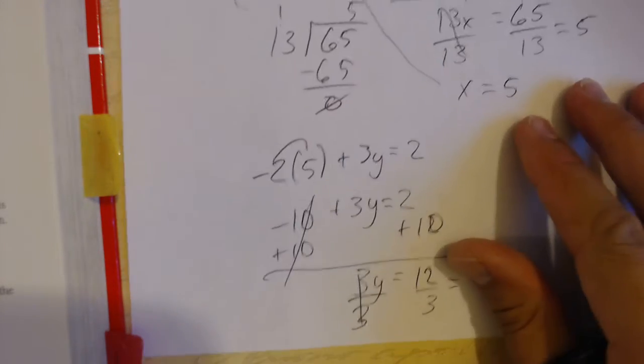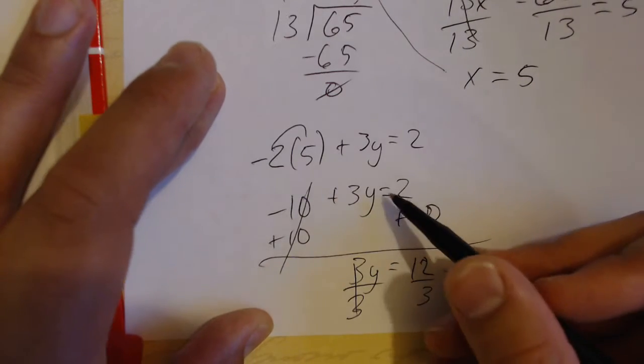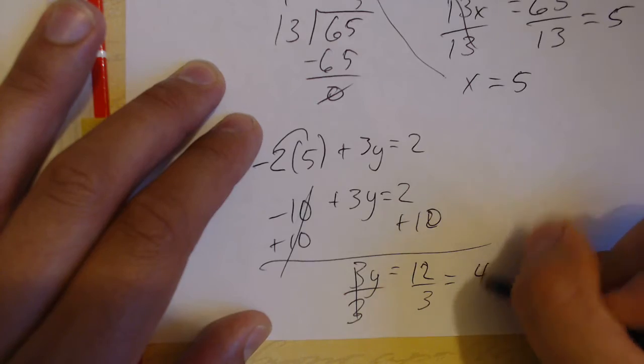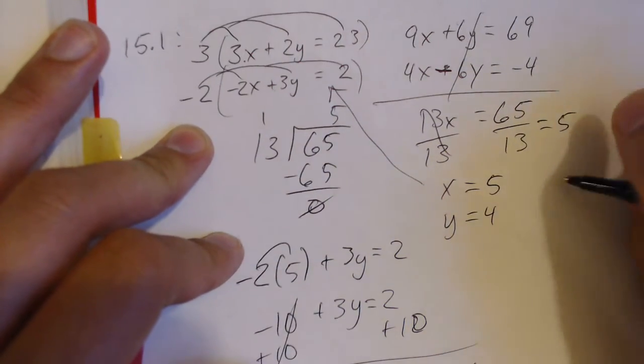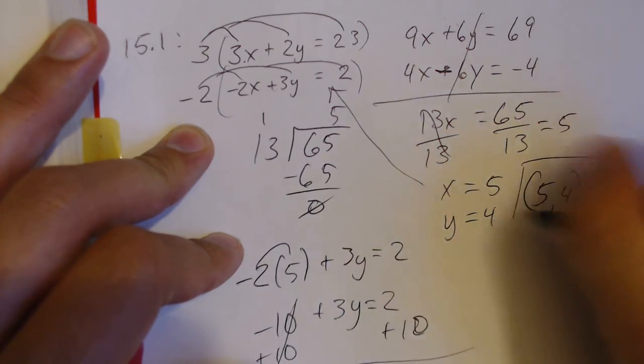And y. Oop, I was off the camera. All right, so yeah, we added 10 to each side. We got 3y equals 12. Divide each side by 3. 12 over 3 equals 4. So x equals 5. y equals 4. We write our final answer in the form 5, comma 4. And that is it.